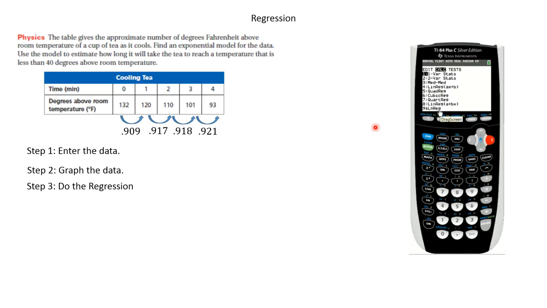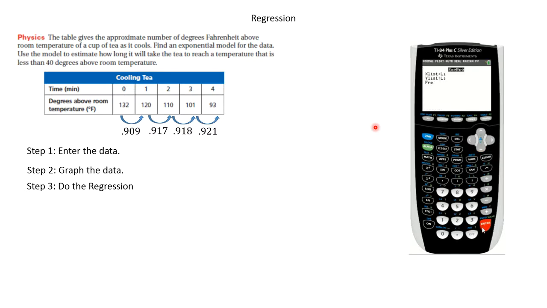LN regression, that's logarithmic regression. The calculator does natural log. And then if we scroll down, the next one we'll see on the list is EXP-reg. That would be exponential regression. That's what we're going to use for this problem. And today, you're going to be using exponential and logarithmic regression, 9 and 10, or 9 and 0.